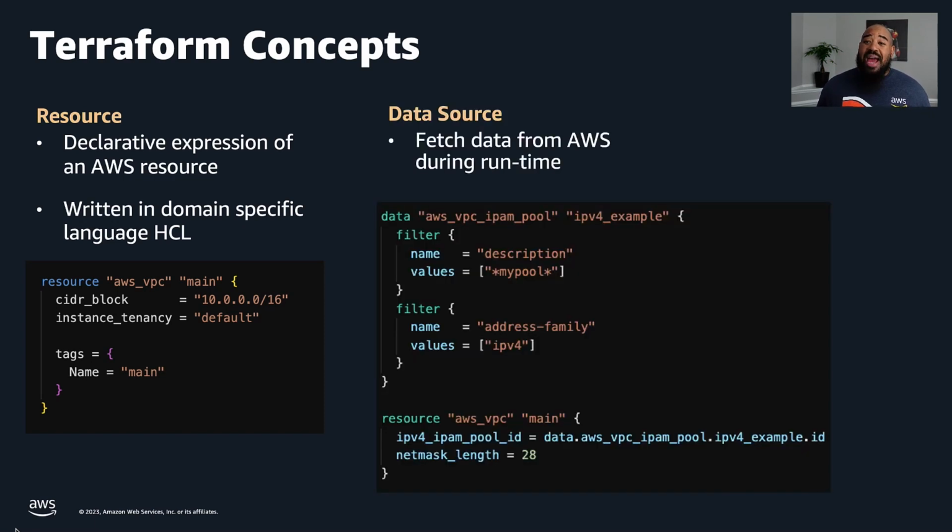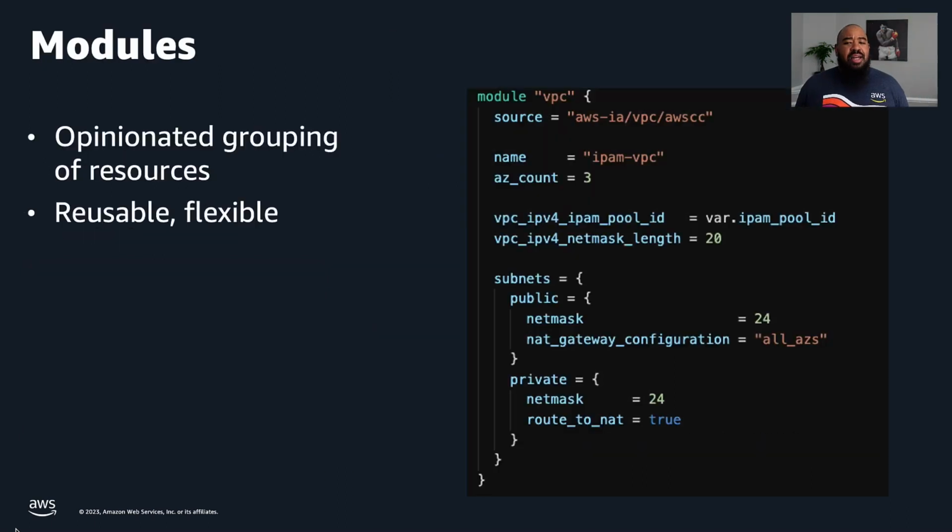We can also gather data. Here we have a data source where we gather an IP address block from IPAM, and then we pass it to the VPC resource to be applied when the VPC is created. The last thing I want to cover before our demo is modules.